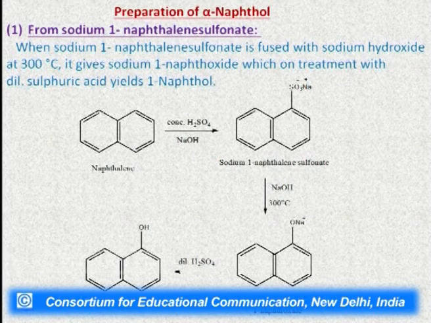It can be prepared from sodium 1-naphthalene sulfonate. First of all, we have to prepare this sodium 1-naphthalene sulfonate, which can be prepared from naphthalene by sulfonation reaction. Here we get sodium 1-naphthalene sulfonate, which on reaction with sodium hydroxide at 300 degrees centigrade will form sodium naphthoxide, which on treatment with dilute sulfuric acid will yield alpha naphthol. So we can get alpha naphthol from naphthalene by sulfonation followed by fusion with alkali.